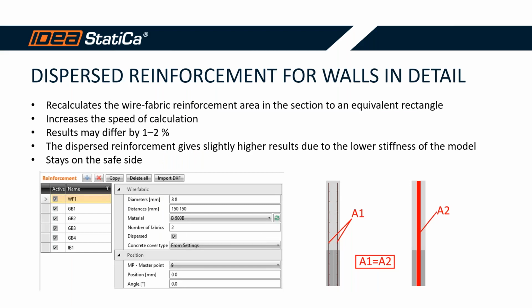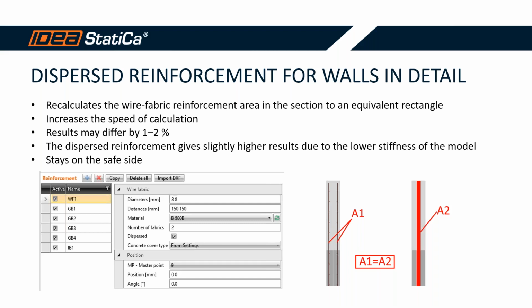Another improvement was implemented into IDEA Statica Detail. This is the dispersed reinforcement for walls. This special feature, dispersed reinforcement, can be now used for wire fabric reinforcement. What it basically does, it recalculates the wire fabric reinforcement area into the section of the wall to an equivalent rectangle, and basically it increases the speed of the calculation by up to 20% according to our measurements and experience.